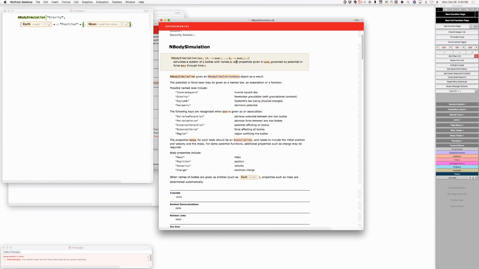with names BI and properties, and initial properties. Well, and properties, governed by a system of n bodies for time t. Simulates for time t.